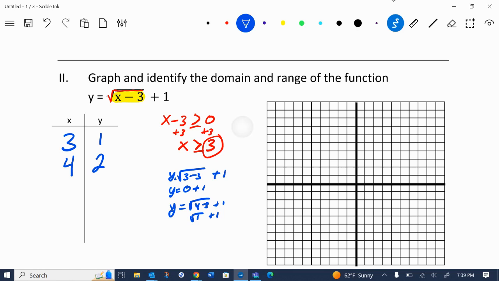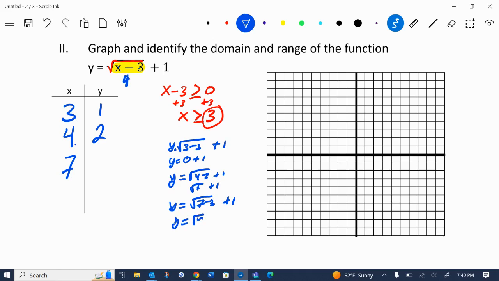And now I have to get a little more creative. I want this to become the number 9. So I think, what do I have to put in there? Let's see. 4 to get 2. I guess I've done square root of 1. Let's do square root of 4. So if I need a 4, I would put a 5, 6, 7. 7 minus 3 would work. So let's try it with a 7. Y is equal to square root of 7 minus 3 plus 1. And that's y is equal to square root of 4 plus 1. That's 2. So 2 plus 1 is the number 3.